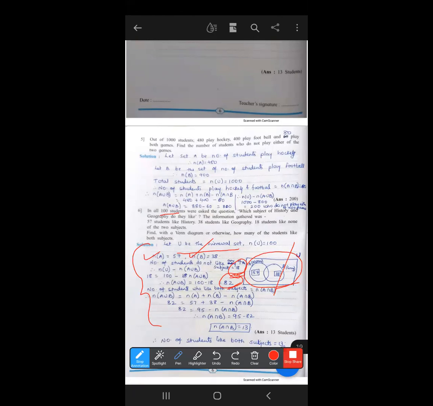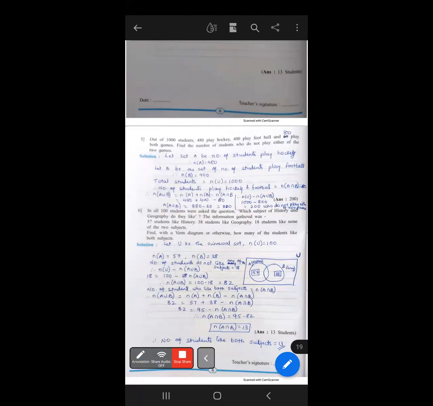So the same formula, you will write n of A union B equals n of A plus n of B minus n of A intersection B. Substitute here and then you will get the answer, that is 13. Okay, substitution, all of you know how to do the substitution. So n of A intersection B is equal to 13. So what is this 13? That is the students who like both the subjects. Here they have given the answer at the end. So whenever you solve a word problem, you need to read the question carefully.